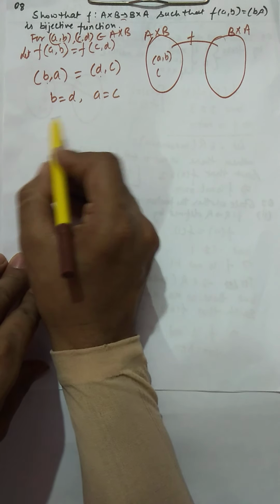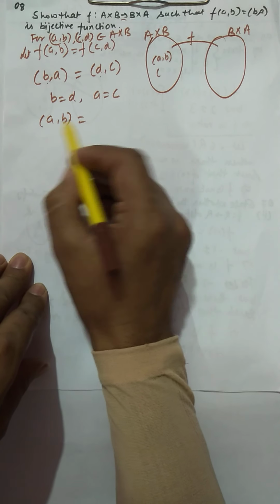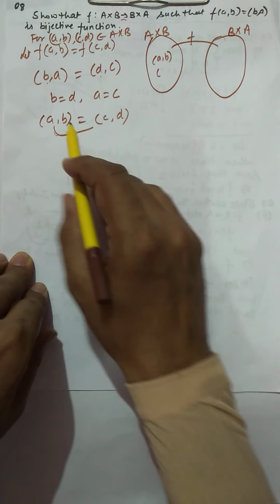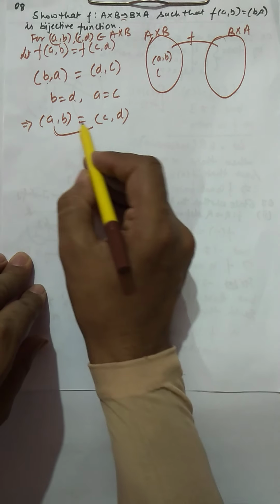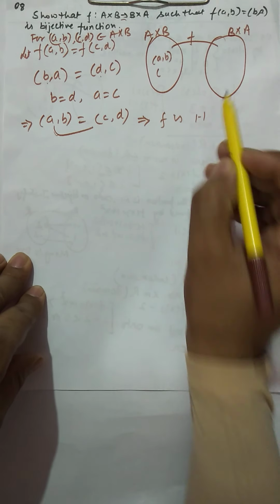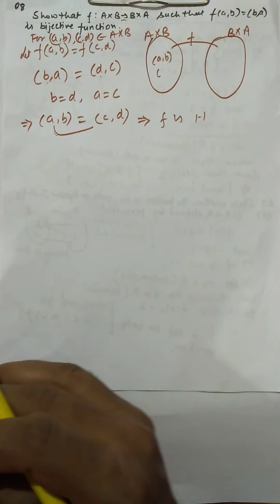So what does it imply? It implies that (a,b), because a is equal to c and b is equal to d, you are going to get (a,b) equals (c,d). It simply implies that f is one-one function. Now for the onto function, you have to see how it will be onto.